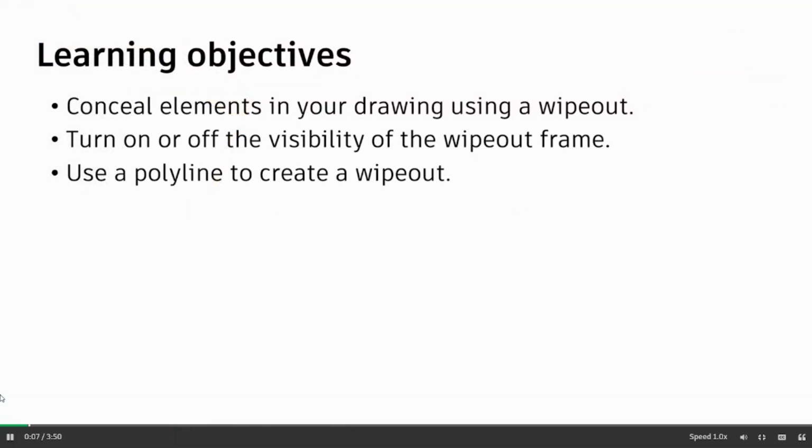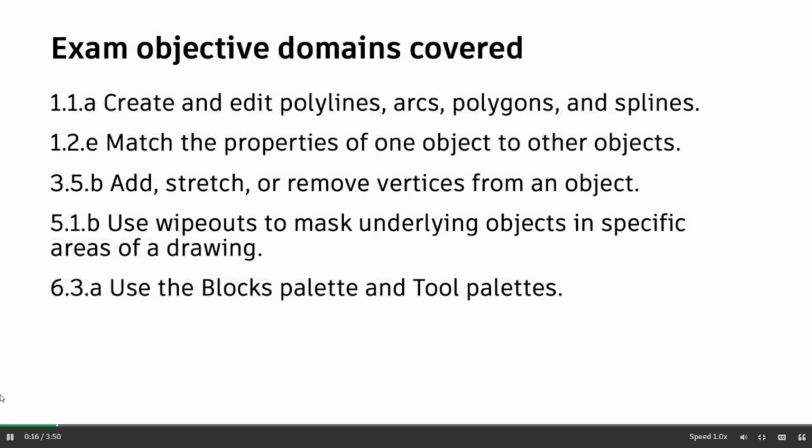The Wipeout tool creates a polygonal area that masks underlying objects with the current background color. The Wipeout area is bounded by a frame that you can turn on or off. You can also choose to display the frame on screen and have it hidden for plotting.